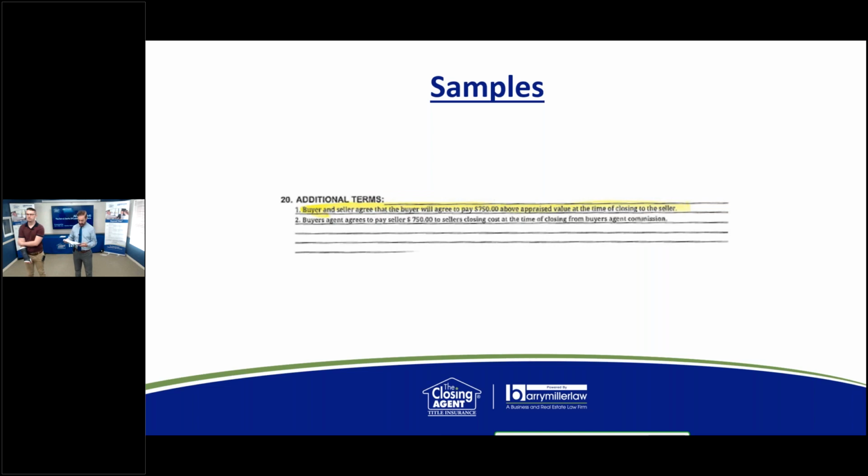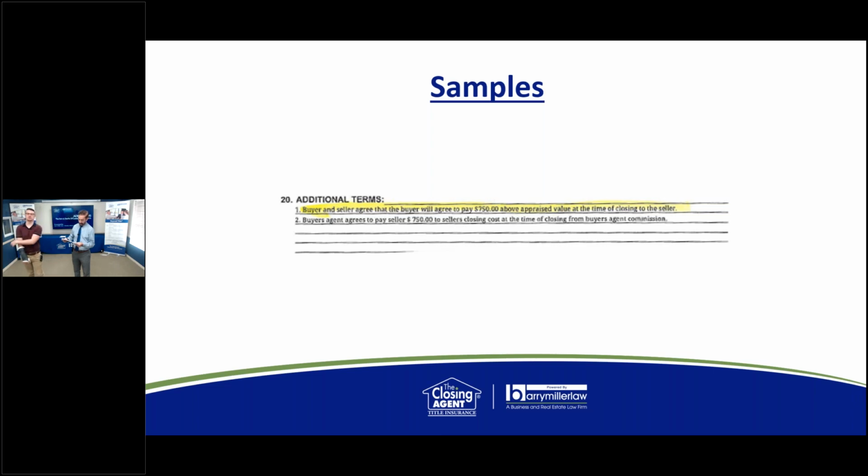Okay, our next one. Oh, yeah. Go ahead, you ready? Buyer and seller agree that buyer will agree to pay $750 above appraised value at the time of closing to the seller. If I was a buyer, I might love this. I might hate this. This can go a million different ways.